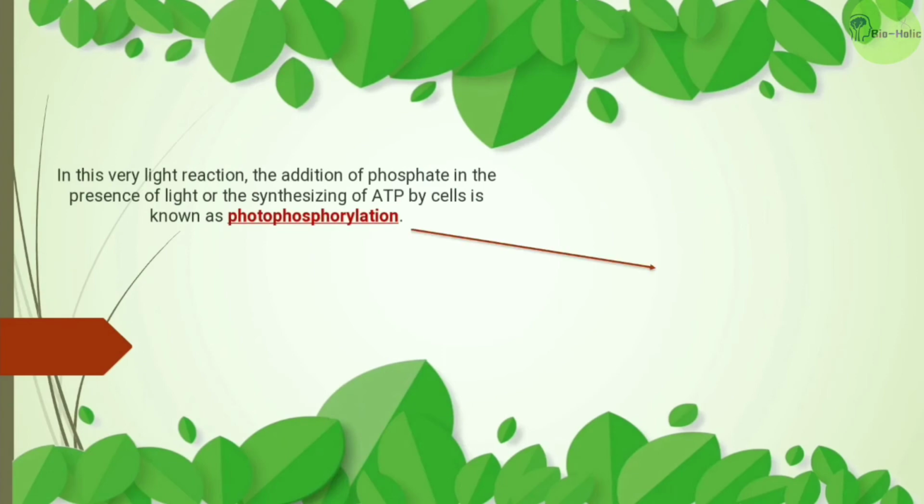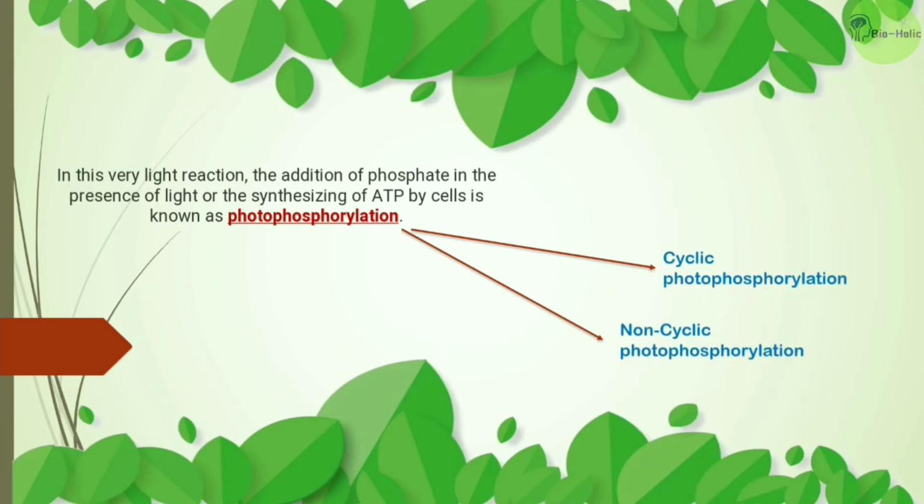In this light reaction, the addition of phosphate in the presence of light, or the synthesizing of ATP by cells, is known as photophosphorylation. And photophosphorylation is of two types: cyclic photophosphorylation and non-cyclic photophosphorylation.